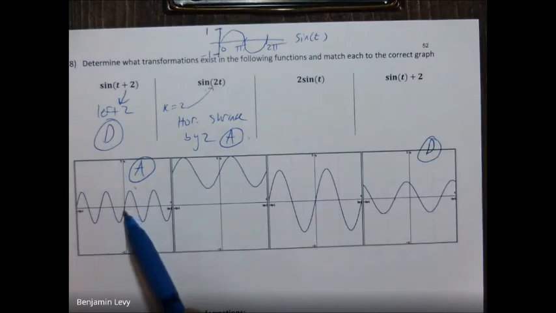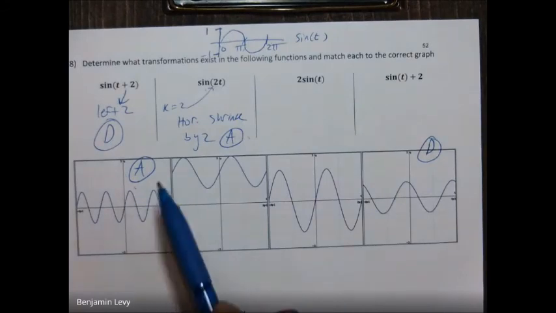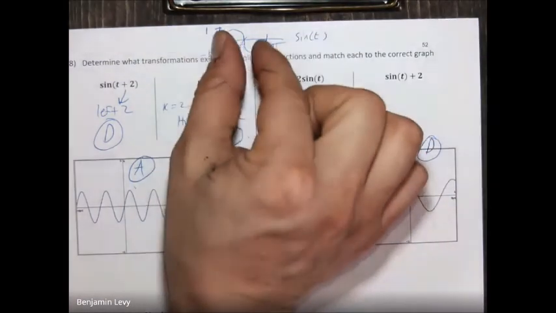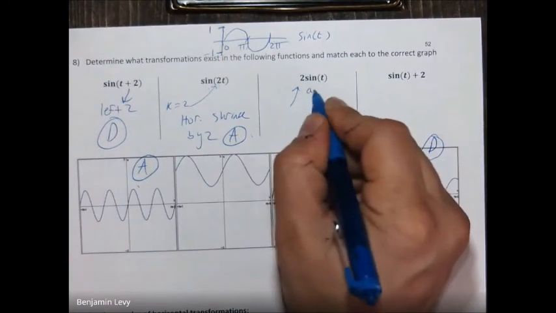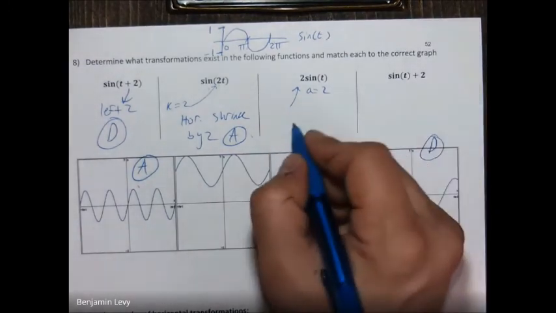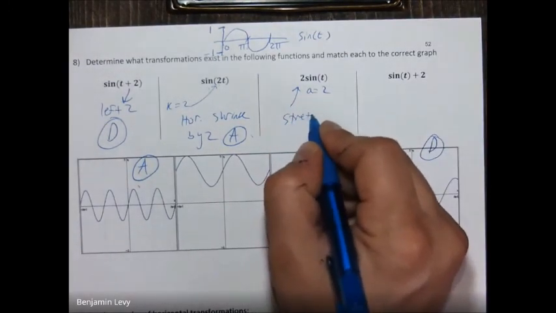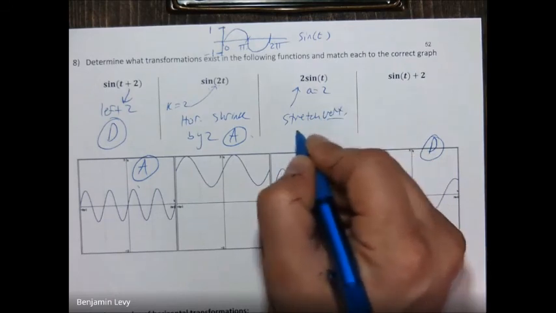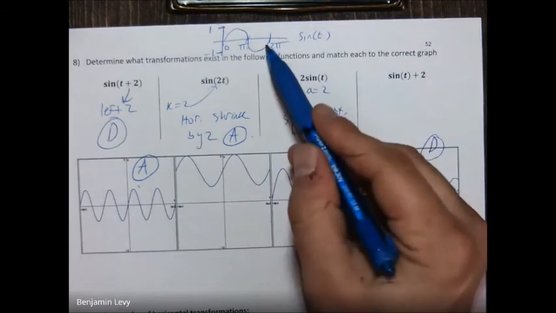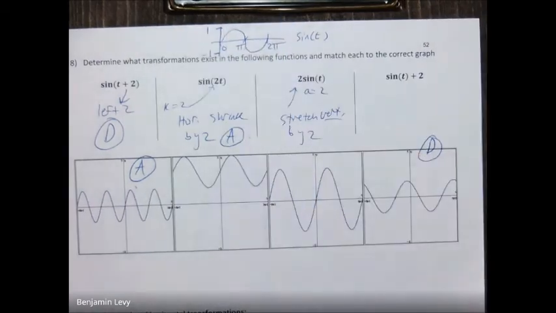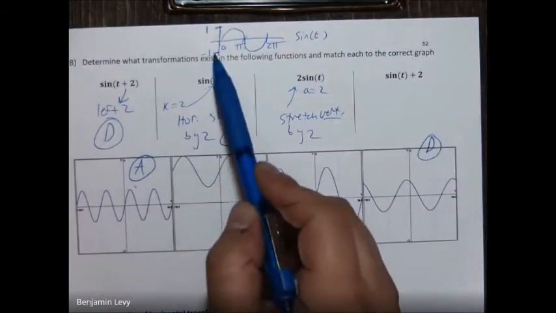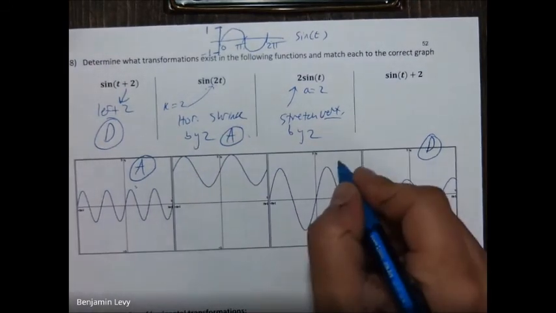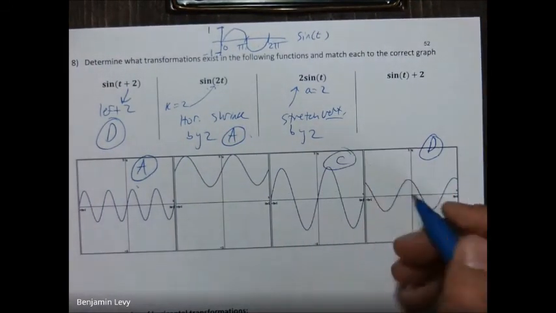Instead of going all the way to 2 pi, that single shape is crammed between 0 and pi. This shape has been shrunk down and it's now smaller. This one right here has an a value of 2, and so we're stretching vertically by 2. So the same graph, but instead of going between -1 and 1, it's been grabbed and stretched out. And so it should be going between -2 and 2. Well, that's this graph, graph C.